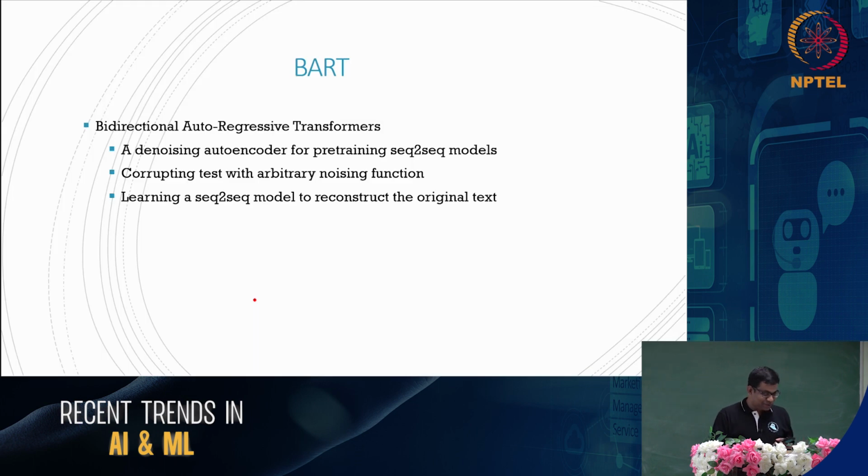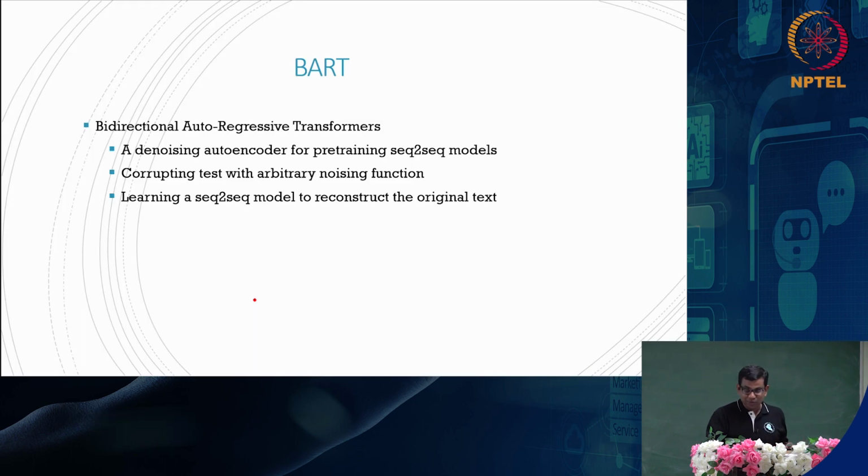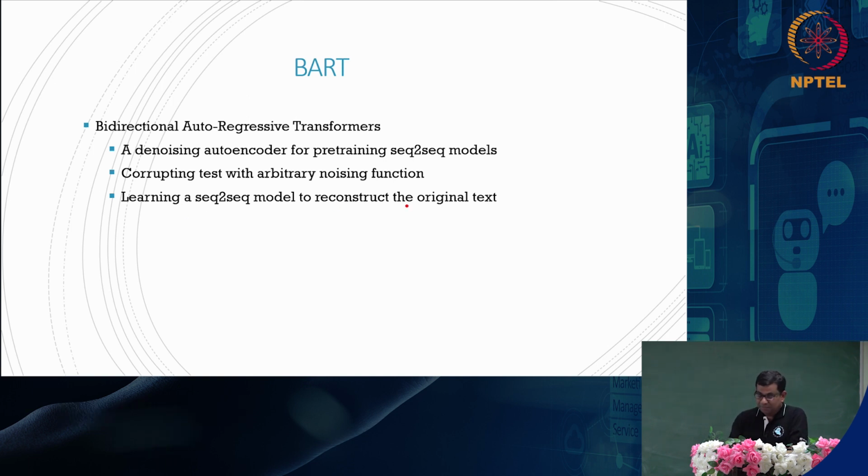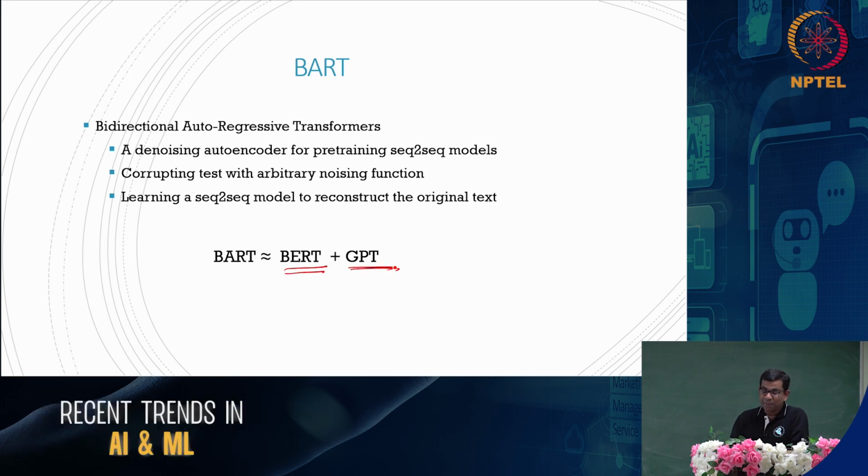Another model which was very popular, and you find a large number of papers using it, is called BART, which is an autoregressive transformer. It's a denoising autoencoder. That means you corrupt your input and ask the model to learn those corruptions, like predict the original thing. And it's a sequence-to-sequence model to produce the original text. So this BART is nothing but the original BERT plus GPT. These two things are combined together.